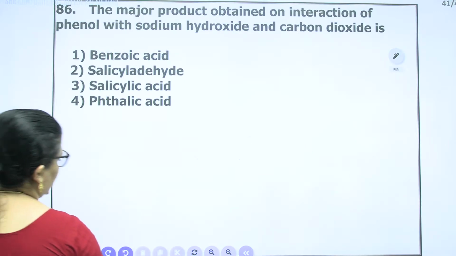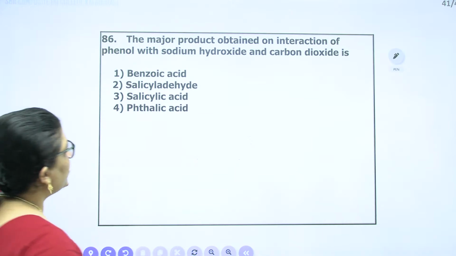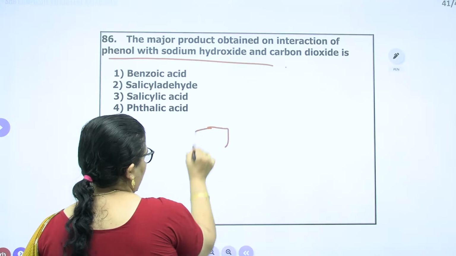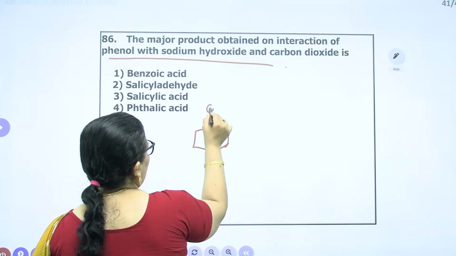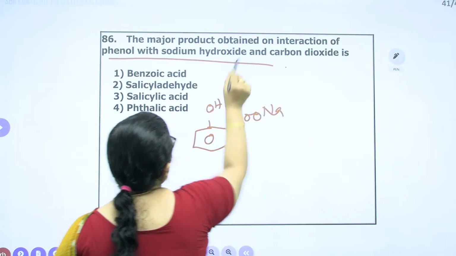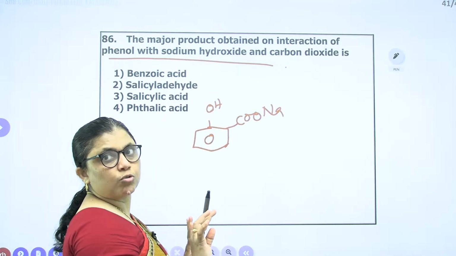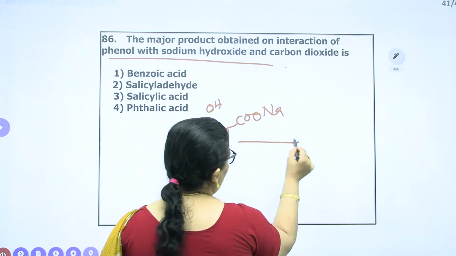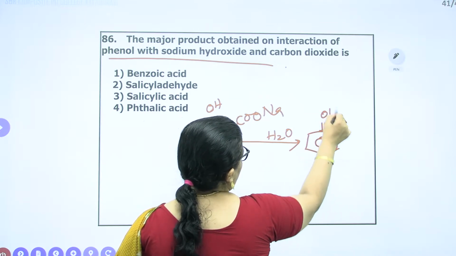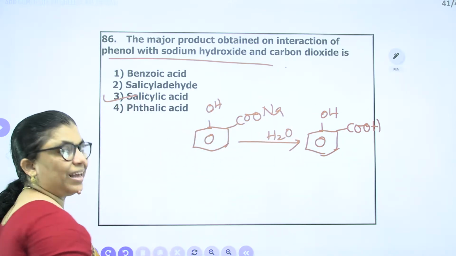Next, question number 86. The major product obtained when phenol reacts with sodium hydroxide and carbon dioxide. Similar to the earlier question, but here in this case, sodium salicylate. Amongst the options, all are related to simple acids, not salts at all. That's why this undergoes further hydrolysis to produce salicylic acid. The correct option is the third option, salicylic acid.